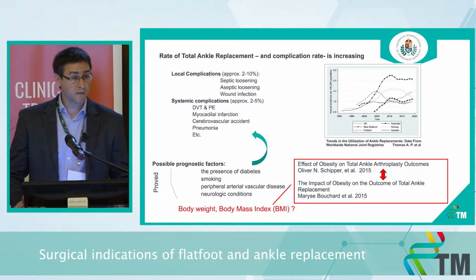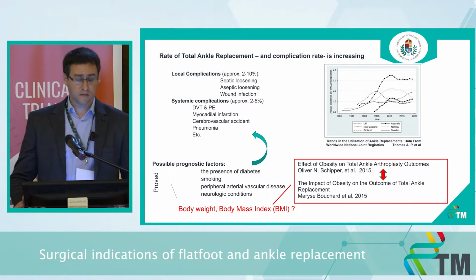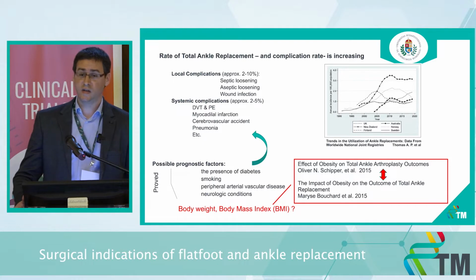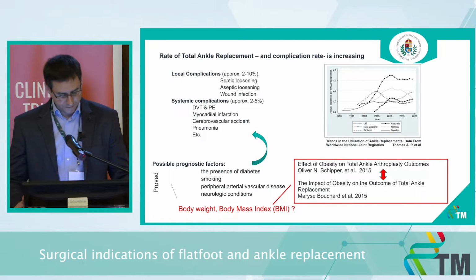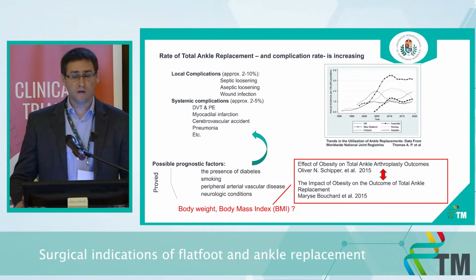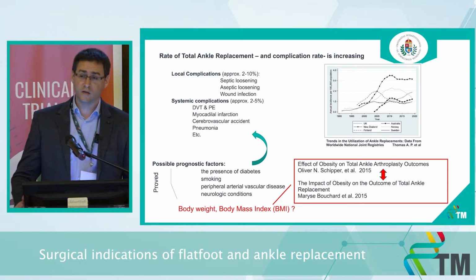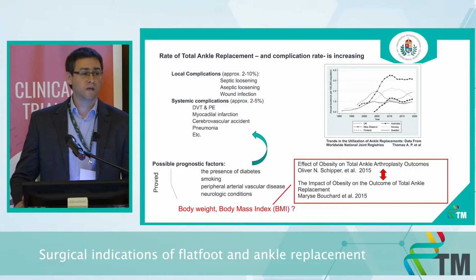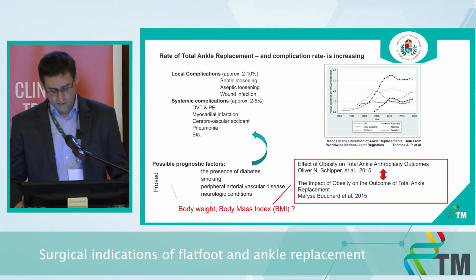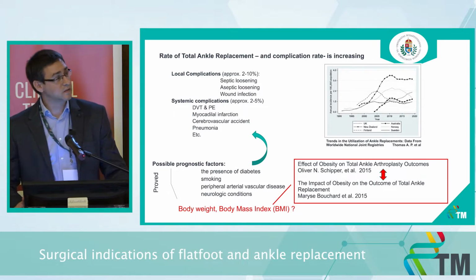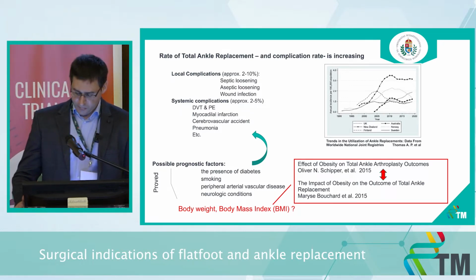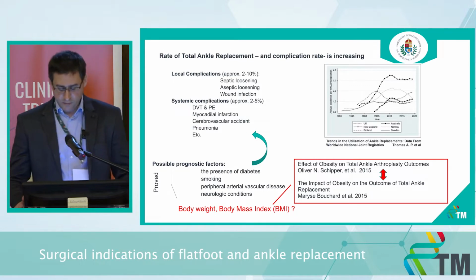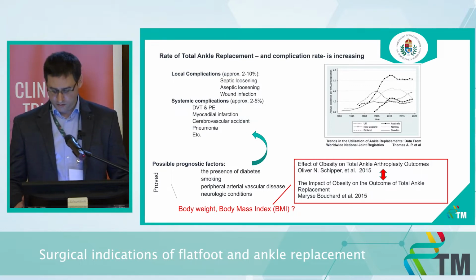But what about BMI? In clinical practice, the body weight is a crucial selection criterion because the negative effect of BMI on the outcomes of hip and knee arthroplasty is proven. But in case of ankle arthroplasty, the prognostic role of BMI is still unclear. This example shows that two scientific articles appeared in the same year in this field. One shows the negative effect of BMI, and the other says it has no effect on the outcomes of ankle arthroplasty.